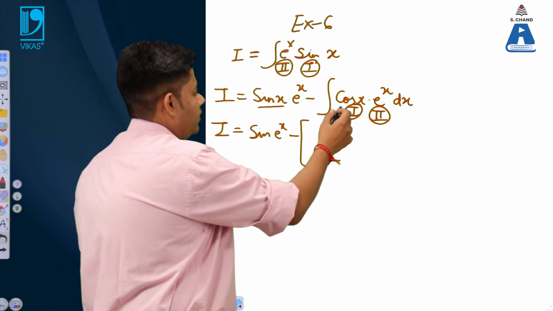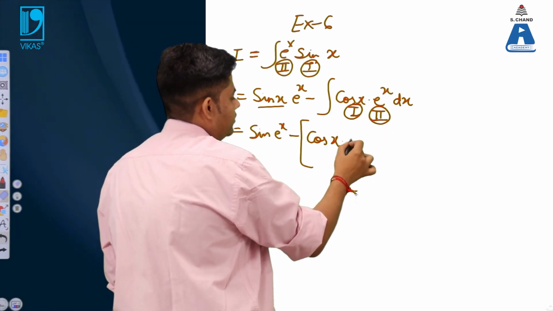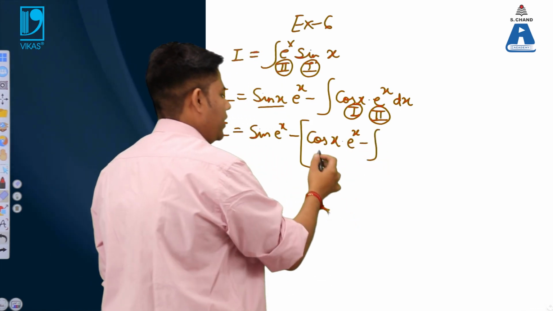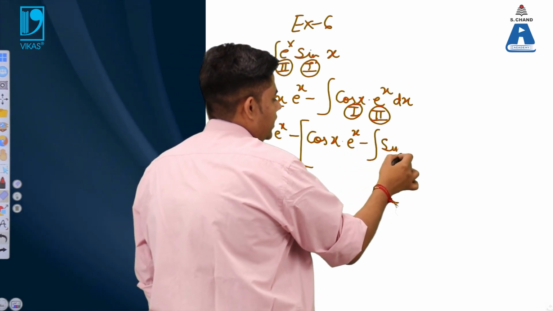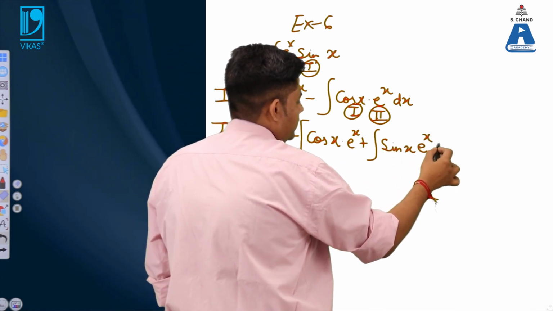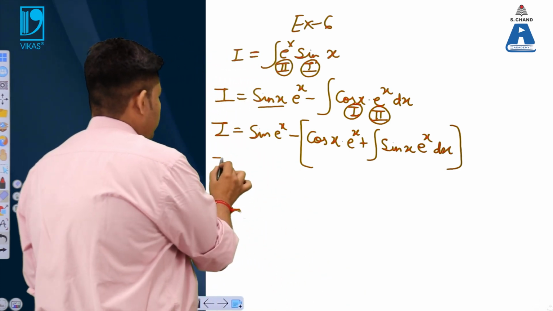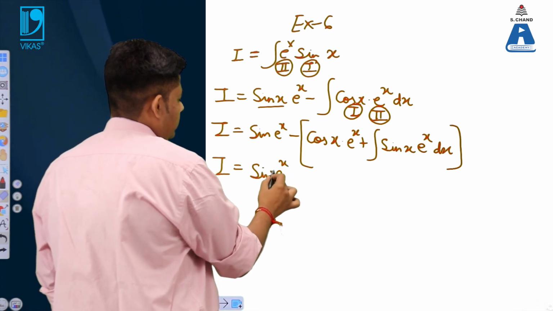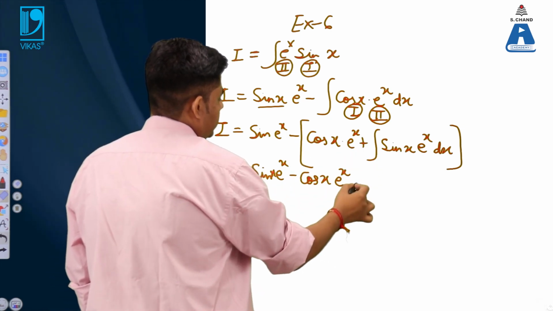So for that I'll write the first function, which remains the same, into the integral of e raised to the power x, which is e raised to the power x, minus you have a big integral, and you have the derivative of this first function, which is the derivative of cos x, that is minus sin x. So we'll write here plus sin x into the integral of the second, which is e raised to the power x dx. Now this I will be equal to sin x into e raised to the power x minus cos x into e raised to the power x. Minus and plus is minus.